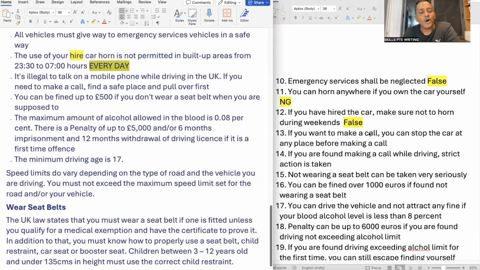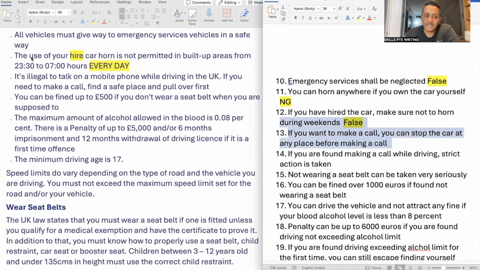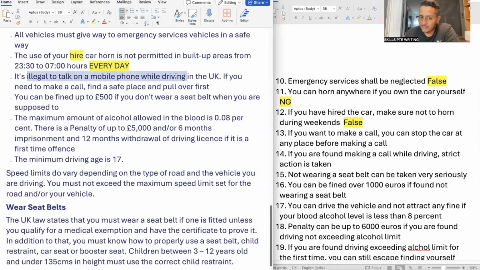If you want to make a call, you can stop the car at any place before making a call. It's illegal to talk on a mobile phone. If you need to make a call, find a safe place and pull over first. Binod says true. How about others? What is the answer for the 13th one?